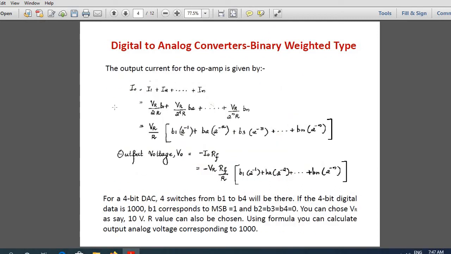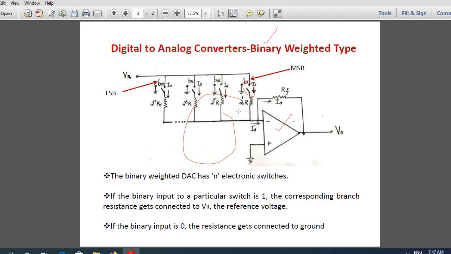Now, how can you form the equation for output current I0? Look here. What is I0? This whole branch has an output current I0. Look here, this is I0. How will you get that current? It is actually the sum of individual branch currents: I1 plus I2 plus I3 etc. up to IN.